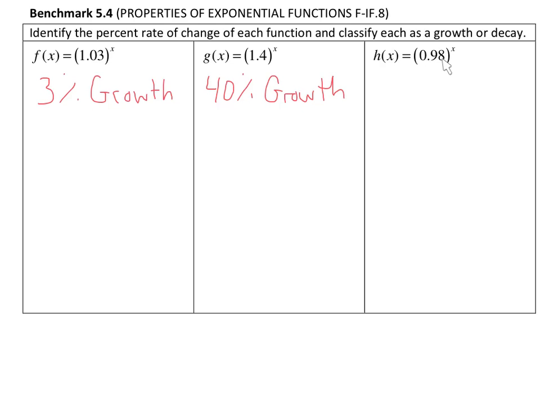The last one here, what would this be? Well, it's a decay, and how much smaller than 1 is it? Well, it's 0.02, which is 2% or 2 cents. So this last one would be a 2%, but it would be a decay because it's less than 1. So again, you might want to think of it as how far from 1. The farther from 1 it is, the bigger the growth or decay is, the more effect it has. The closer to 1 it is, the less it's changing, the slower it's changing.